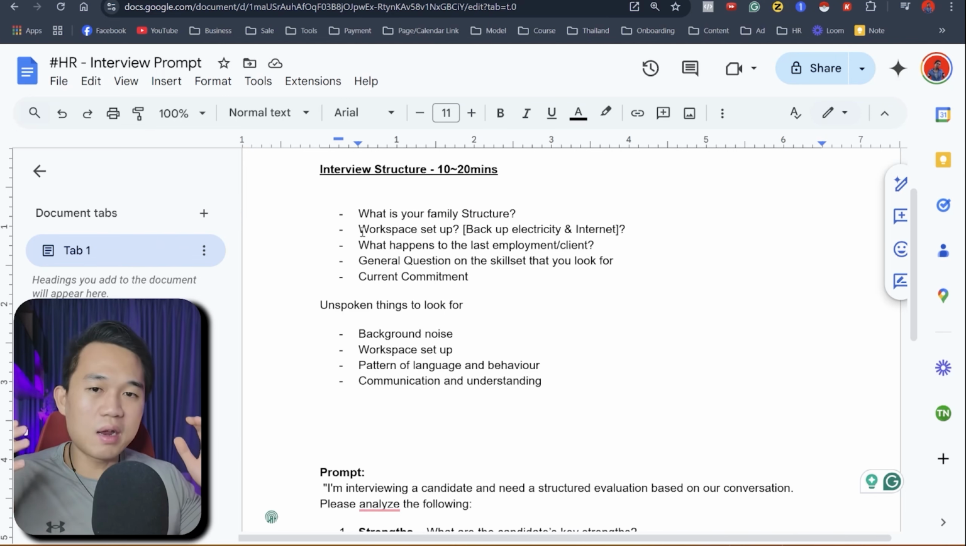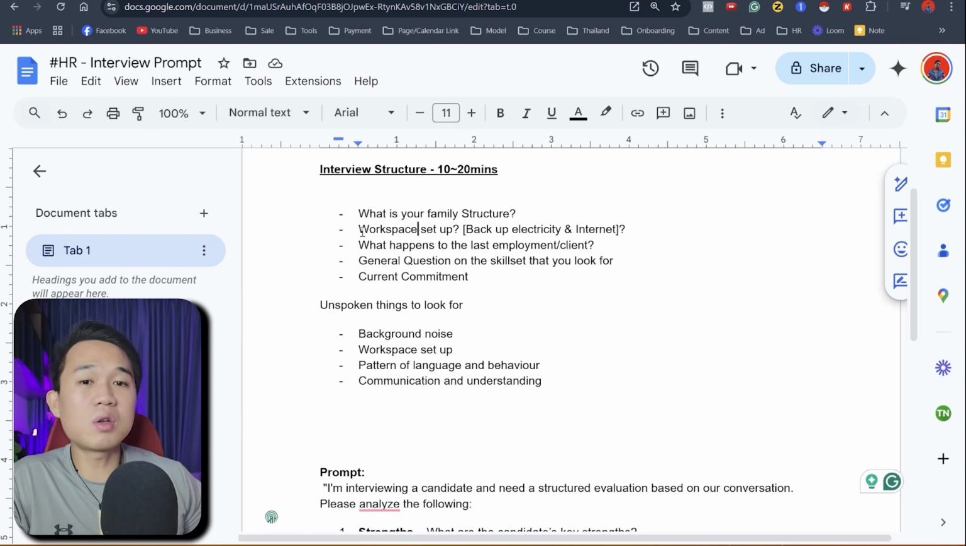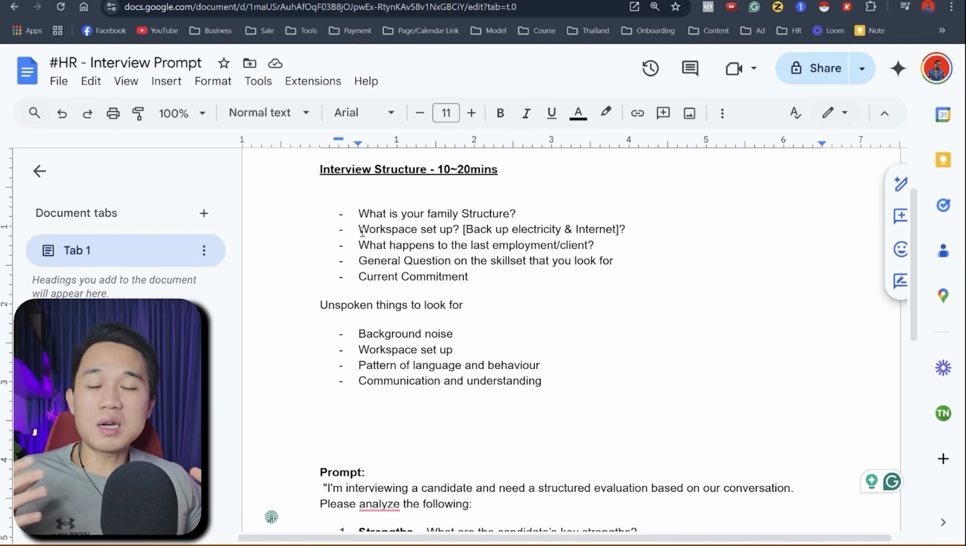And I'm not saying that anyone who has a baby would be a bad candidate. In fact, most of the loyal employees that I have are newlywed mothers and fathers, right? Because they have a baby on board, they just want that job security and they're willing to work hard for the future of their kid. So it really depends on what culture you have and what personality you want to pursue. So family structure does play a big role, and it's an important question to ask in the interview.